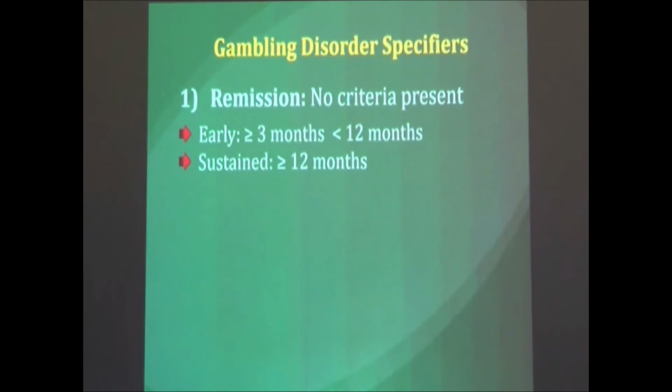Remission, this is the same with substance use disorder. There's only 2 categories of remission: early, which is 3 months to 12 months, or sustained, which is greater than 12 months in the DSM-5, as compared to the DSM-4, which had a plethora of choices. It could be early partial remission, partial full remission, all kinds of different language like that. But in the DSM-5, it's early or sustained.